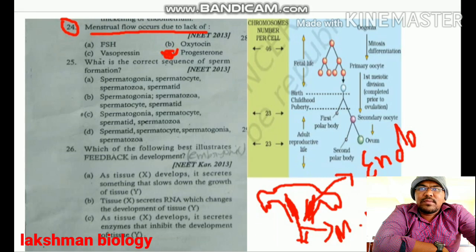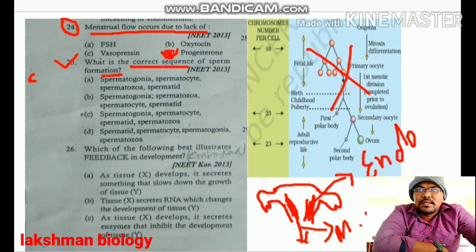Next, question number 25. What is the correct sequence of sperm formation? Here they gave options A, B, C, D. Then here we have to identify which one is the correct sequence related to spermatogenesis. Here by mistake I gave the oogenesis diagram, but you need not see it. During spermatogenesis, what happened?